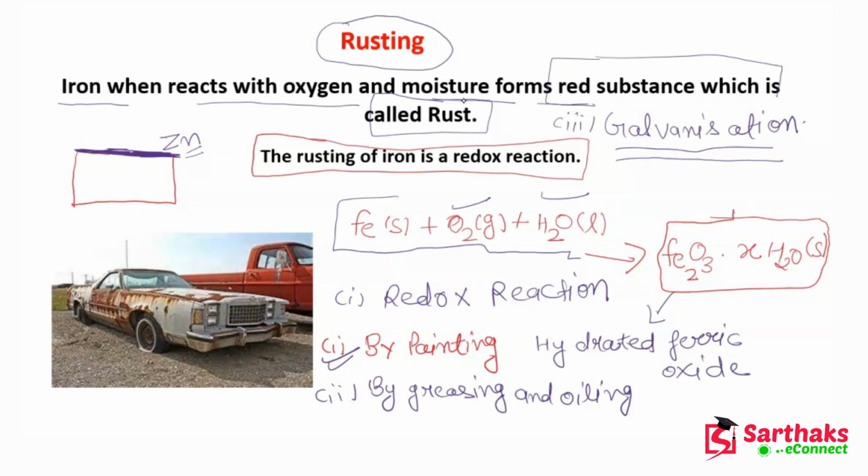So we have seen three methods. We can do it by painting, by greasing and oiling, and we can also do it by galvanization. And what is galvanization? The coating of zinc above the iron. I hope guys these things are clear to you. Now let's move ahead and talk about the next topic.